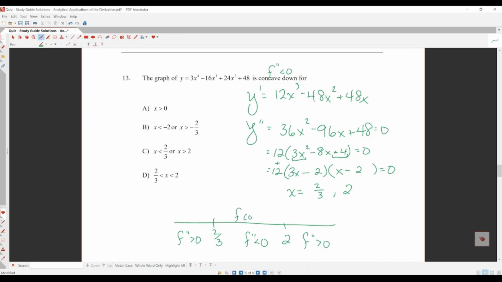So f is concave down on the interval from 2/3 to positive 2. And that's 13.